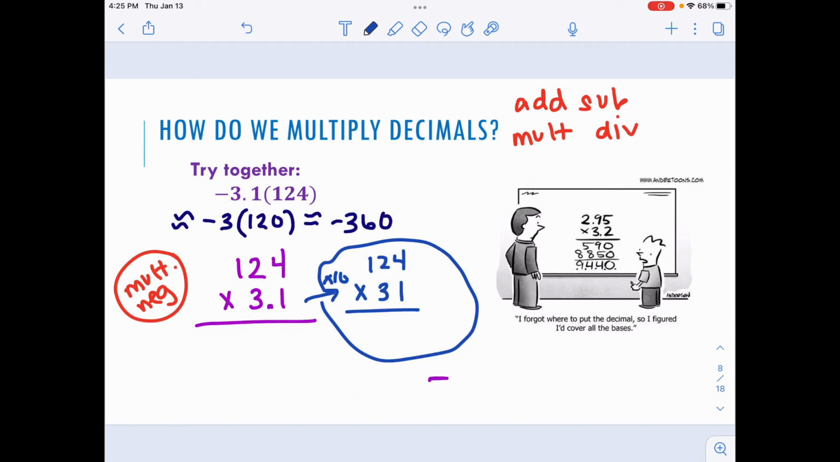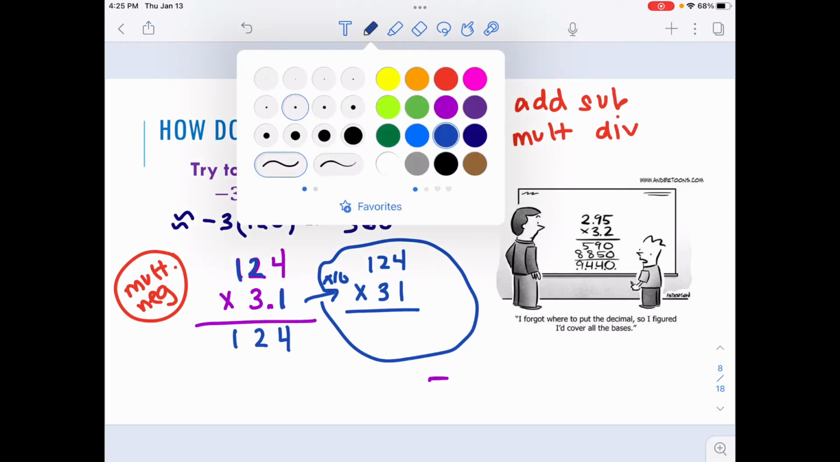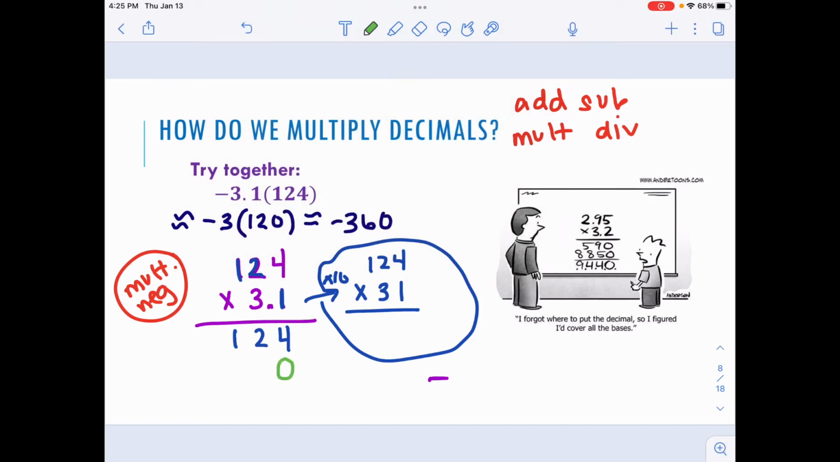So the first thing I'm going to do is to pretend that we're doing just a simple multiplication problem, multiplying by 31, and we're pretending that we multiply that second term by 10. So the first thing I'm going to do is multiply each of these by 1. 1 times 4 is 4. 1 times 2 is 2. 1 times 1 is 1. Now we're going to the next line. I'm going to put a 0 to hold this 1's place.